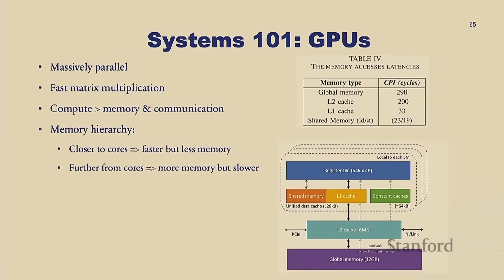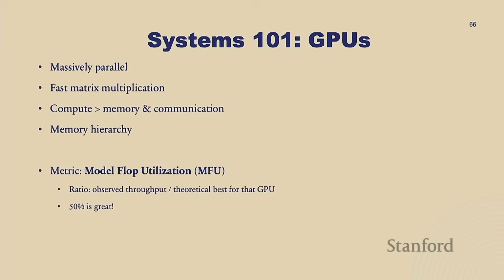Another thing to know about GPUs is that there's a memory hierarchy. This is the same with CPUs, but basically the closer you are to your cores, the less memory there is, but the faster things run. If you're further away, there's more memory but it's slower. Okay, I'm going to skip that. Actually, I'm going to say it.